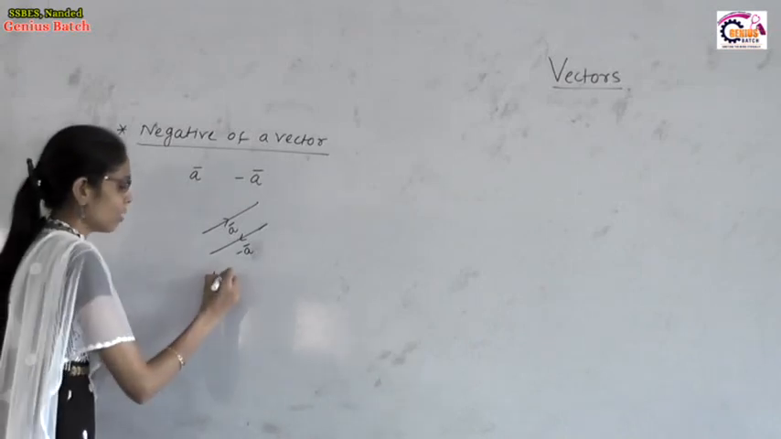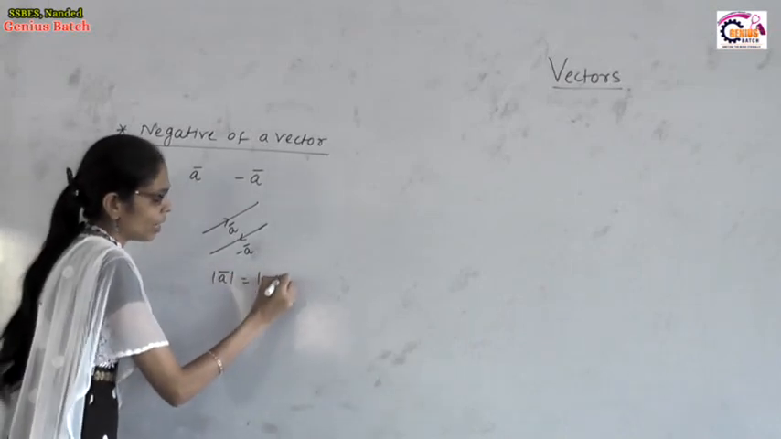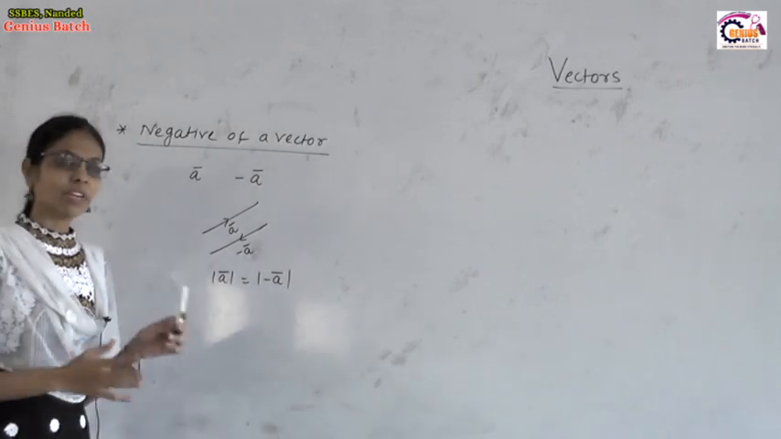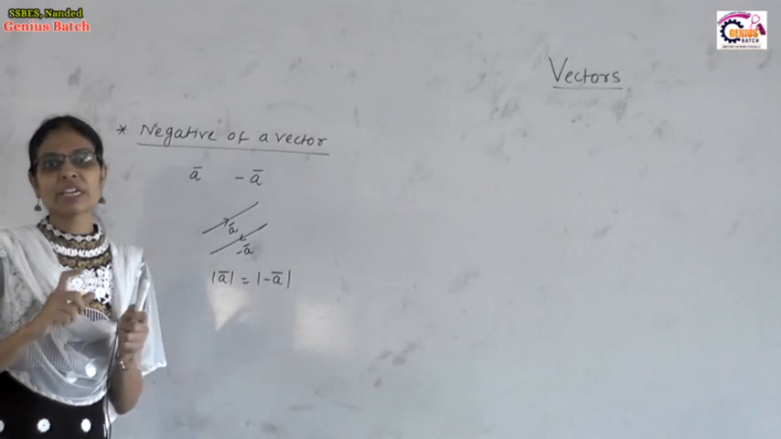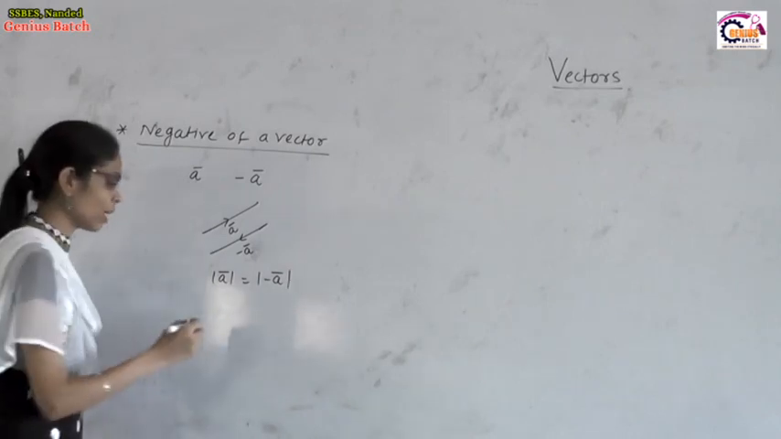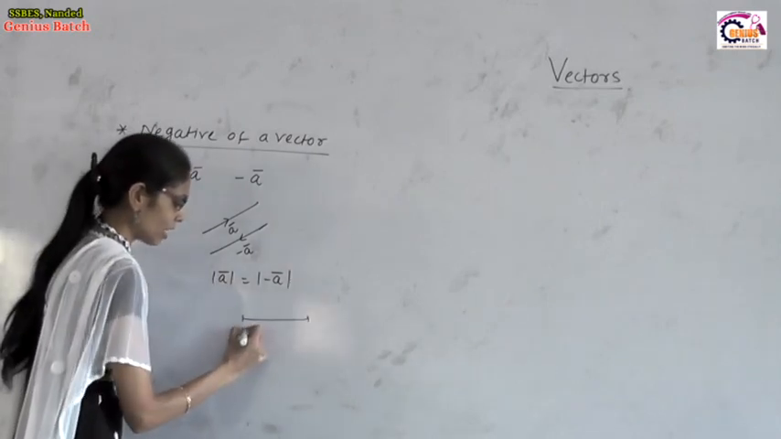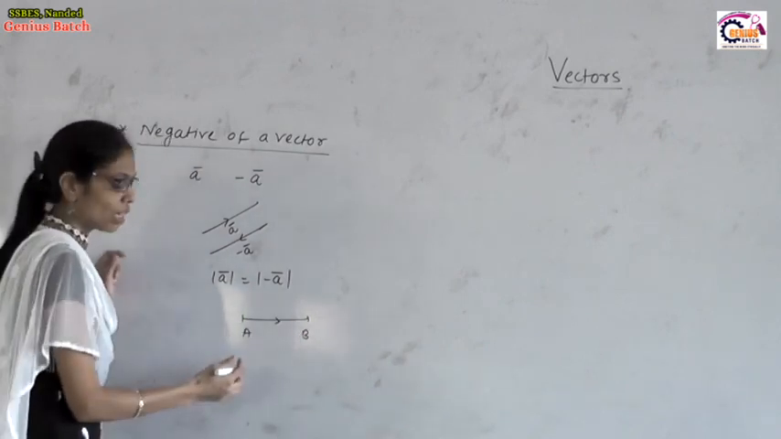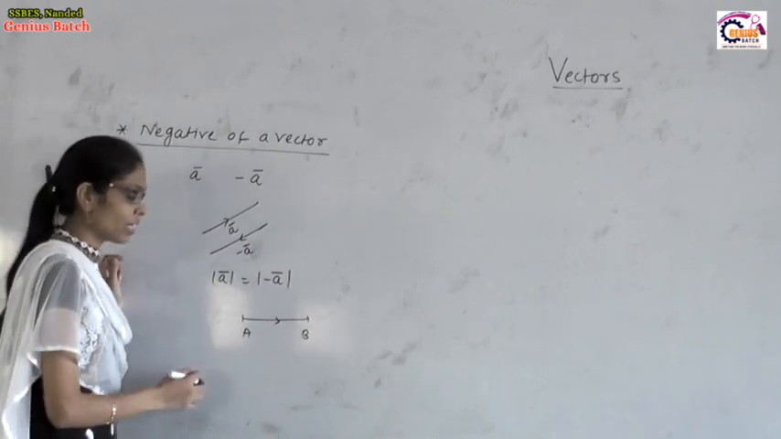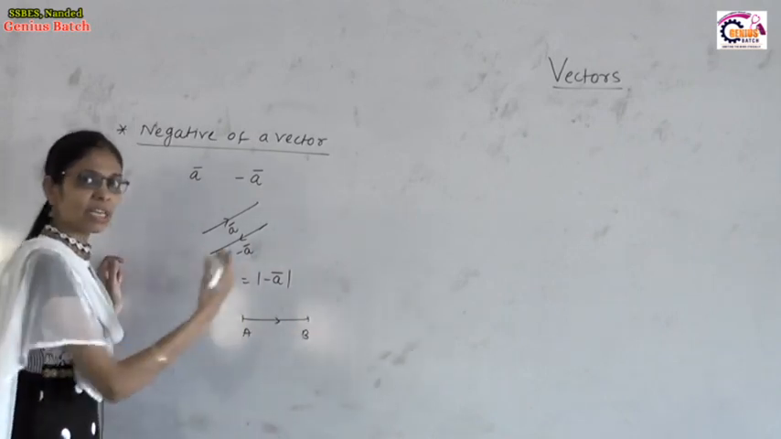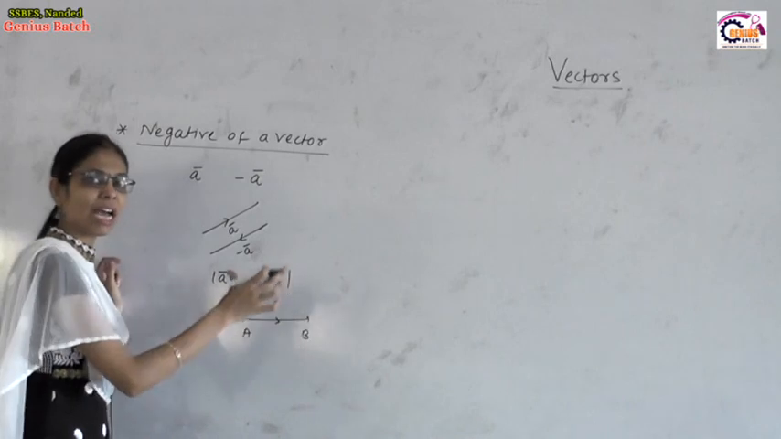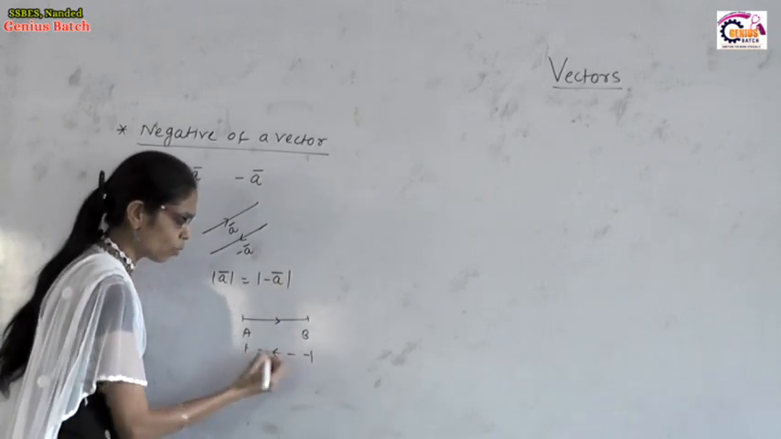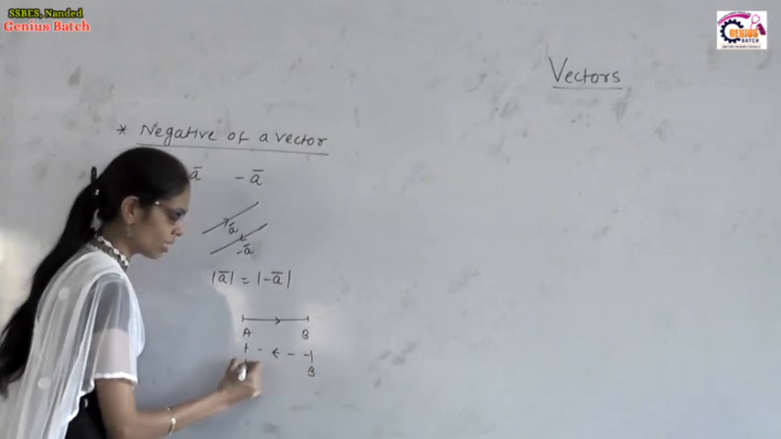You can see that the magnitude of A and the magnitude of minus vector A are the same. Then what is the different thing? The difference is in their direction. Direction is exactly opposite. This is vector AB having direction from A to B. Then the negative of vector AB will be vector BA. It is the same vector having the same length, but the direction will be exactly opposite. So this will be vector BA.